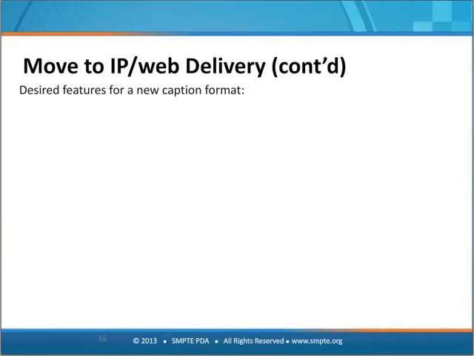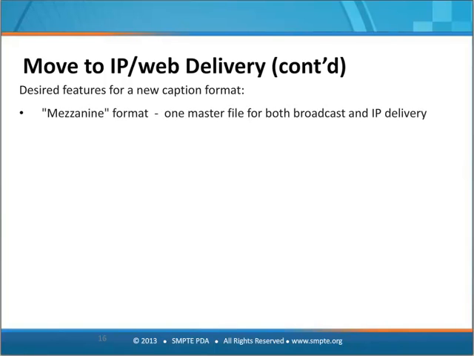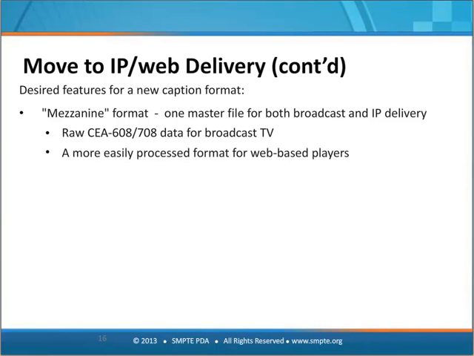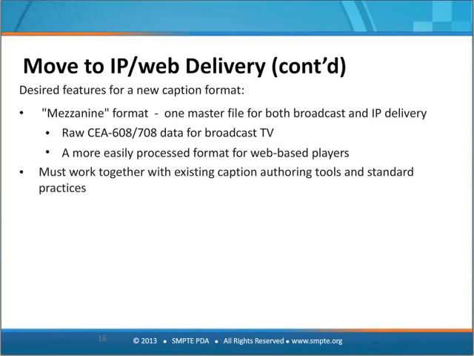So as we move to captioning for the web delivery, what kind of features do we want to have in a new caption format? This is what SMPTE was pondering as they created the SMPTE Time Text spec. Well, it would be really nice to have a mezzanine format that is a single caption file, one master file that works for both broadcast and IP delivery. None of the other caption formats that existed so far can make that claim, because the file would have to include both the raw 608, 708 data that broadcast televisions use, and it would also be desired to include a more easily processed format for the web-based players to display.